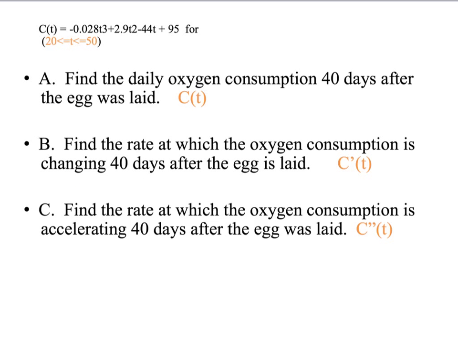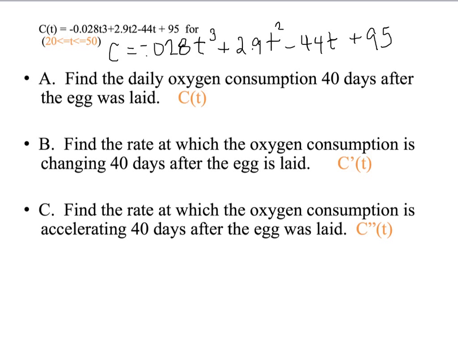Okay, well, I do want to go ahead and rewrite our function one more time because it did not transfer in this file very well. So negative 0.028 t cubed plus 2.9 t squared minus 44t plus 95.